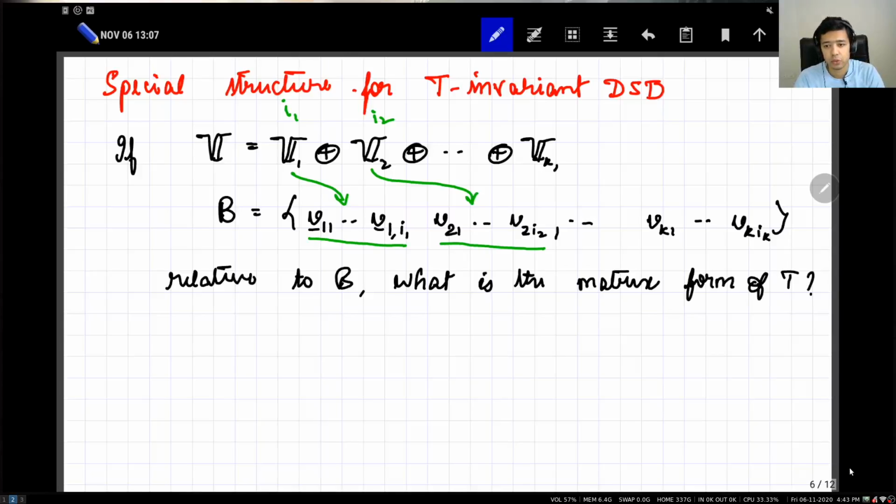So this obviously gives a basis for V, and with respect to this basis, what can you say about the matrix corresponding to T? Relative to this particular basis, what could the matrix look like? Now remember that these subspaces are all T invariant. If you take any vector from Vi and apply T to it, then you end up in Vi itself, in the subspace Vi. So with respect to this basis which I have described here, what do you think the matrix form of T would be? I want you to pause the video and think about this.